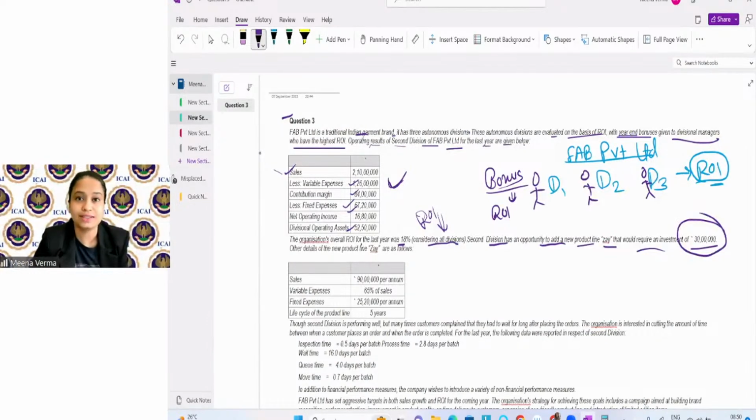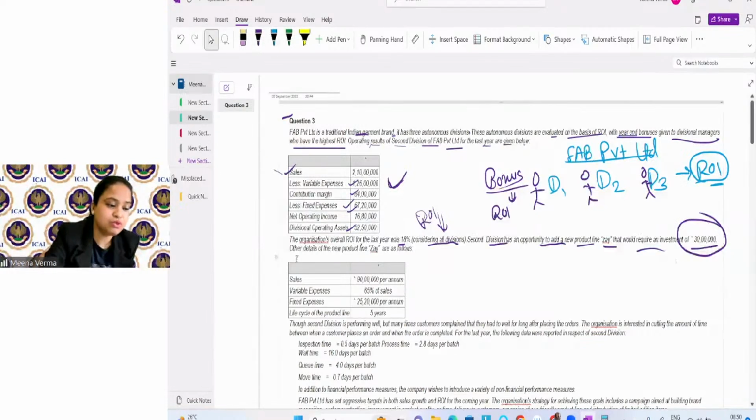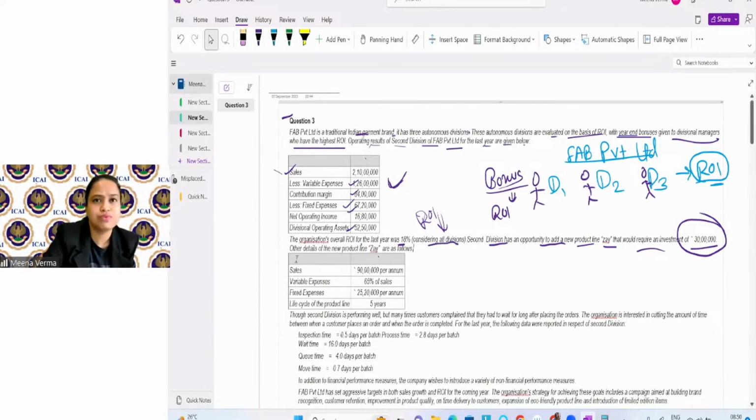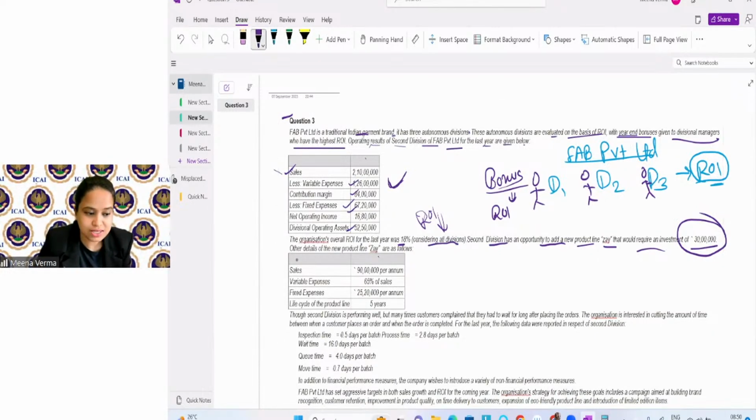They need to do a 30 lakh investment. All right. Other details of the new product line are given. So the new product line Z, which they want to introduce, they have provided you some more information about it. What is it? The sale value is given. Then variable expenses are given. Then fixed expenses are given, and the life cycle of the product line is given. 5 years is the life cycle. Okay. Read the question.